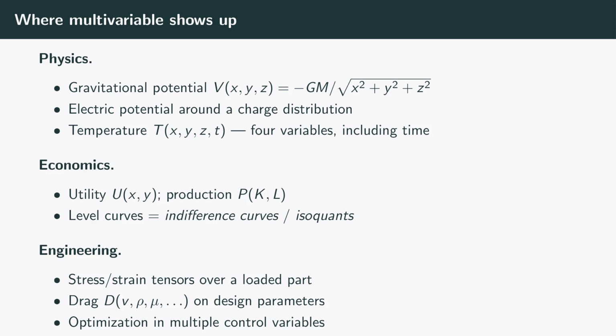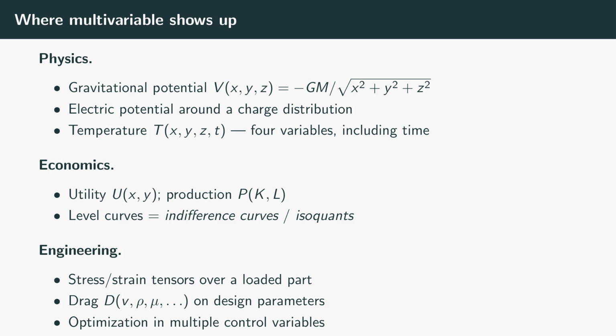So why do we care? Because multivariable functions are how the real world is described. In physics, every potential is a function of position. The gravitational potential of a point mass is V of x, y, z equals negative GM over the distance from the mass, which uses the 3D distance formula we just derived.